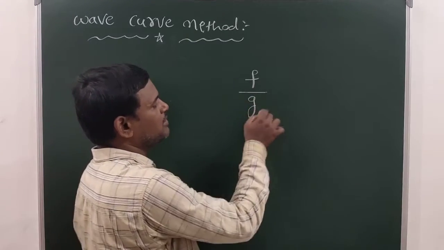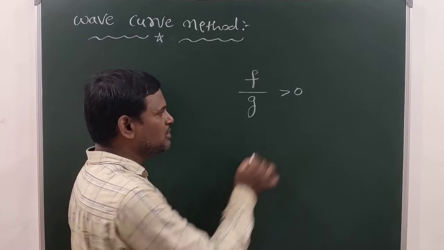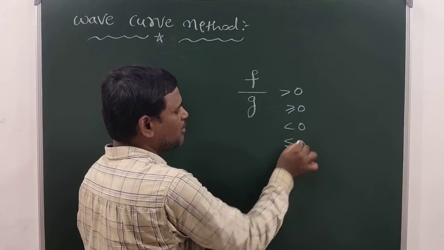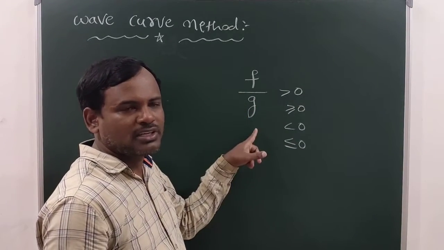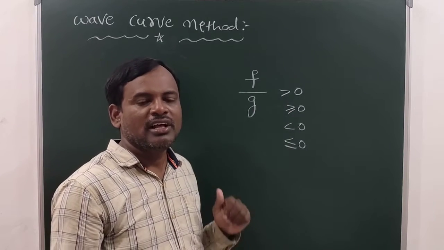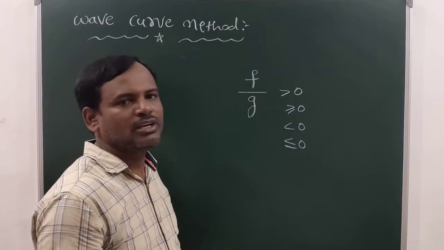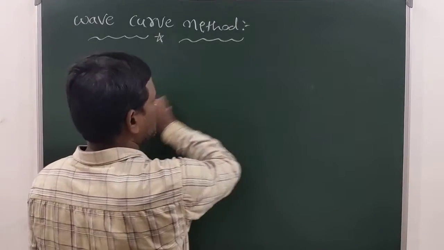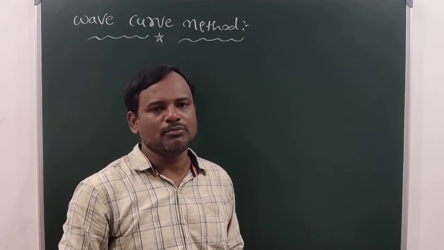Inequation means along with this it will have either greater than 0 or greater than or equal to 0, less than 0, less than or equal to 0. If this rational polynomial expression contains any one of these inequality symbols, then that is known as a rational polynomial inequation. Okay, now let us see how to solve that. I am going to explain this by taking some examples.